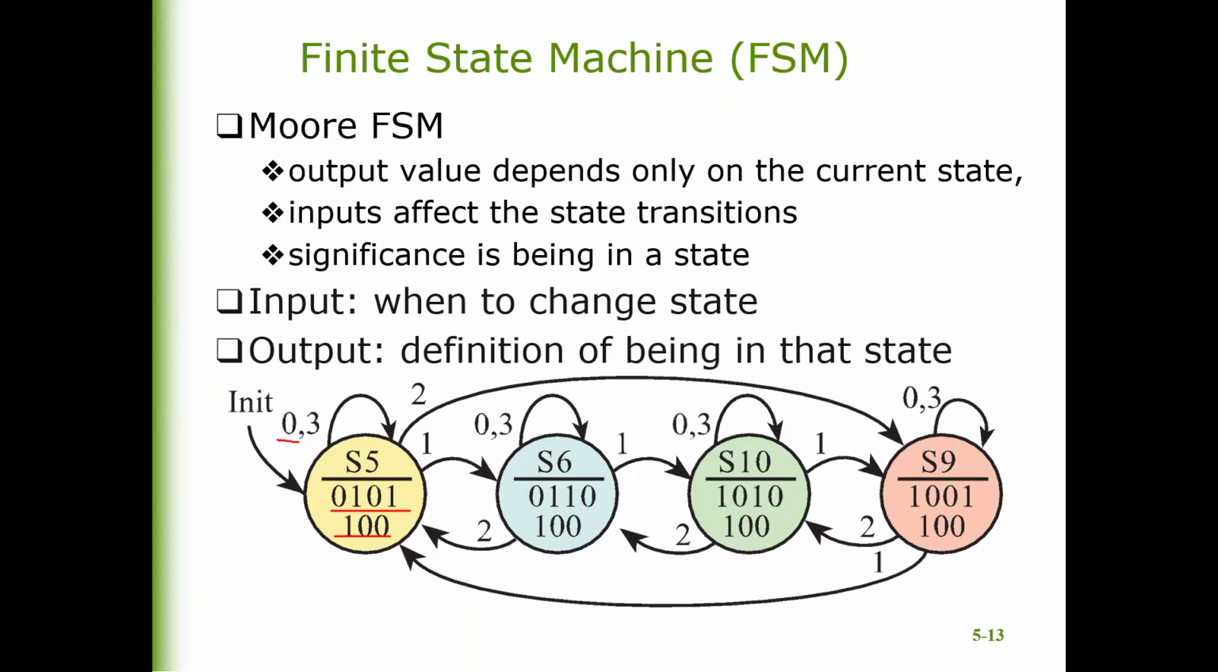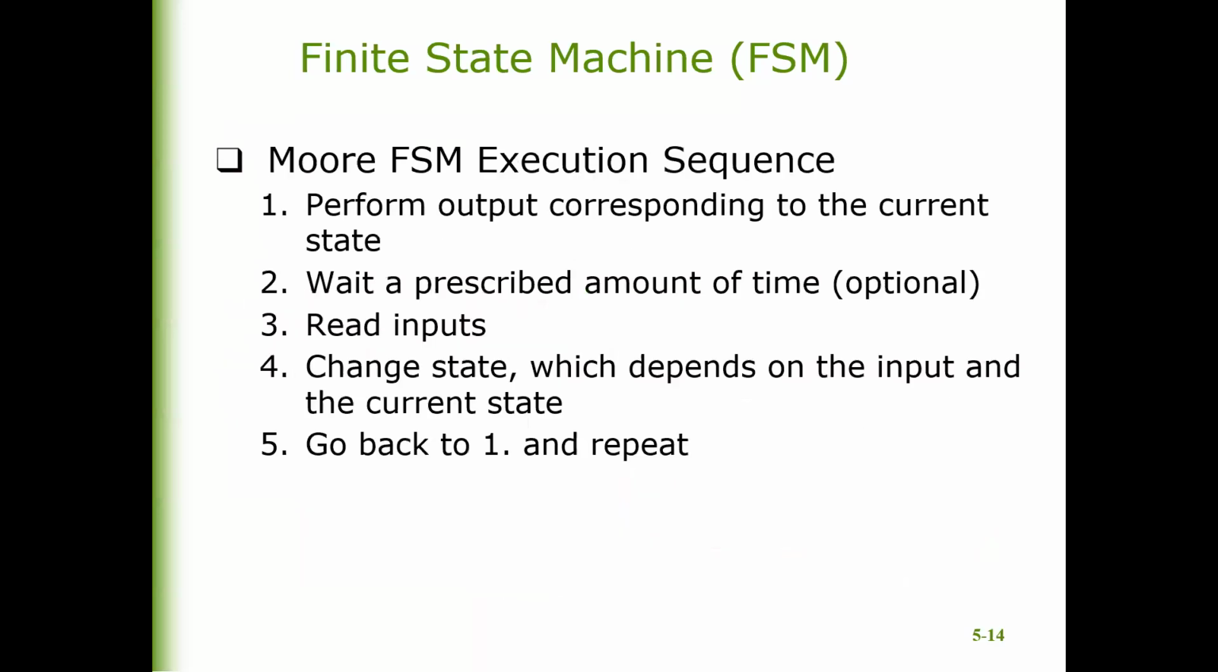And similarly for state 6, if we have 0 or 3, this means that we will stay in this state. If we have input 1, we will transition from state 6 to state 10. And if we have input 2, we will go back to state 5. Okay? Similarly for state 10 and state 9. Which is exactly the sequence expressed in these slides.